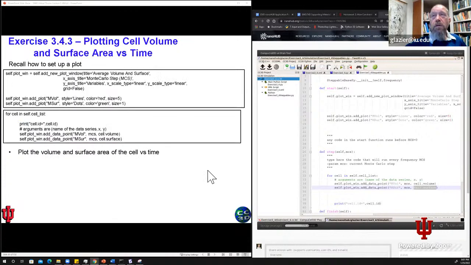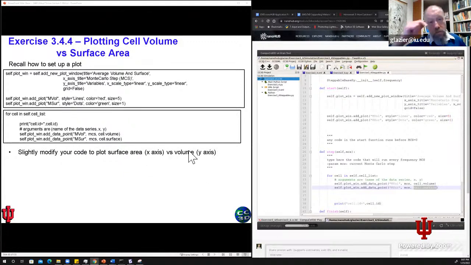Another thing that I could do, and this one maybe is a little bit more interesting, is if I wanted to plot surface area versus volume, what would I have to do to change it? And that'll be the last thing tonight. Instead of plotting, don't worry about changing your axis labels. What would I have to do though to plot on the x-axis the cell volume, and on the y-axis the surface area?